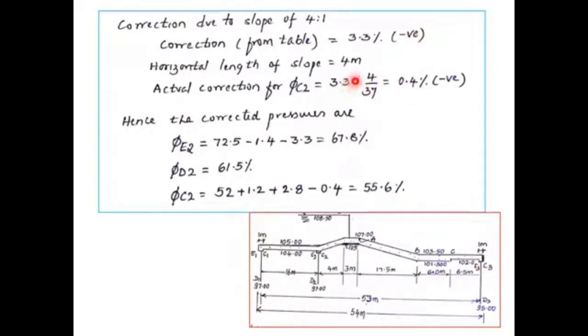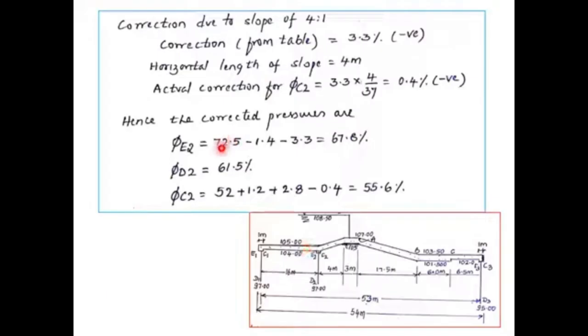So we have to apply corrections multiplied by this ratio, which is horizontal length divided by the total distance between the piles, which is 0.4%, which is again negative. So 3.3 is converted, so only 0.4% is applied as the corrections. So therefore the corrected pressures at E2 will be for the thickness.